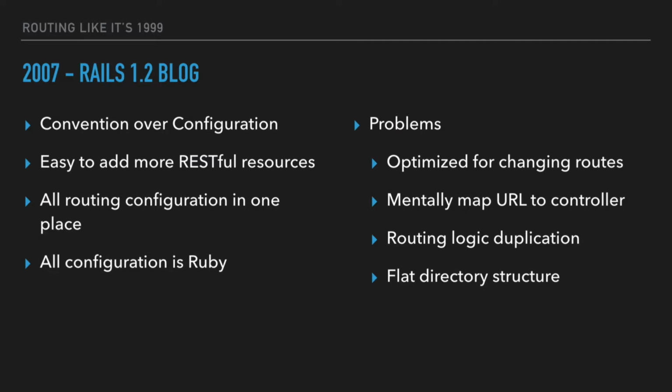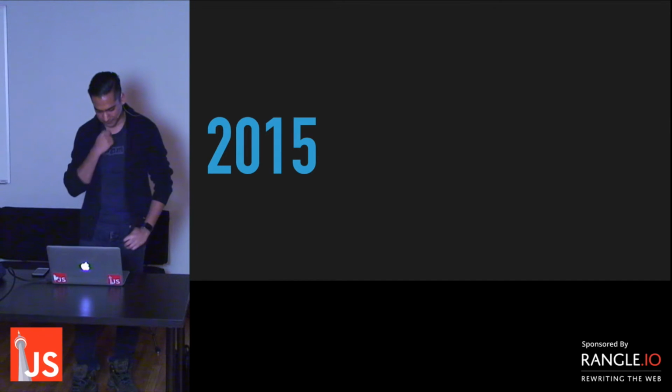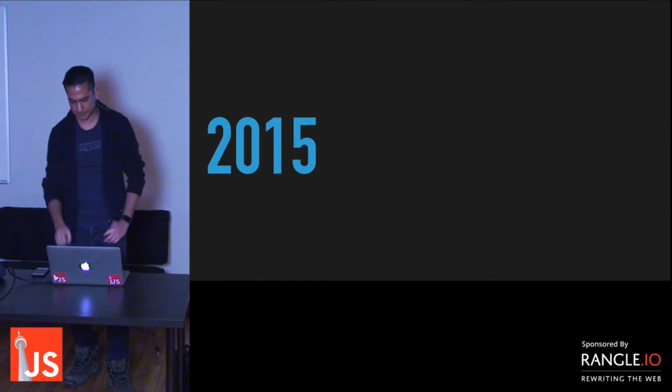So this is really where that flat directory structure came from, and it was there for the need of having RESTful resources, of having all of these different URLs pointing to a controller. So where does that leave us today? It's a great history lesson, but how does that apply to me in 2016? Well, let's go back to 2015 and take a look at the state of web applications in 2015.